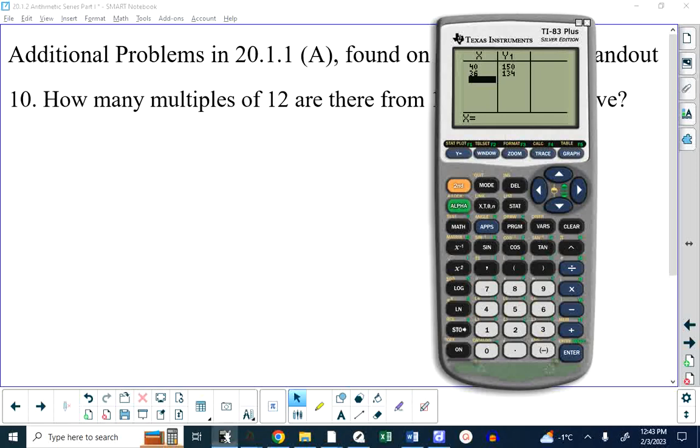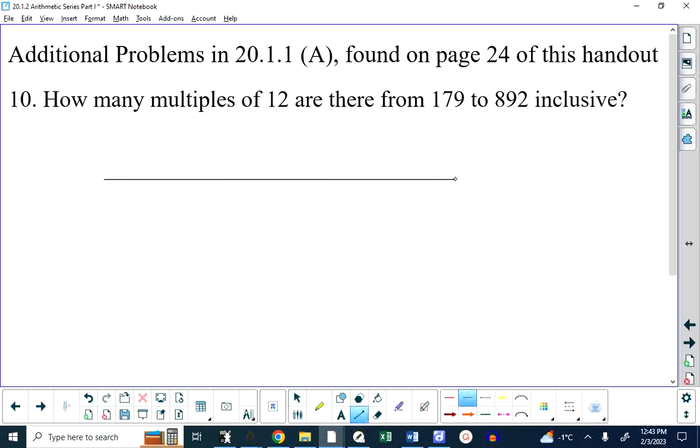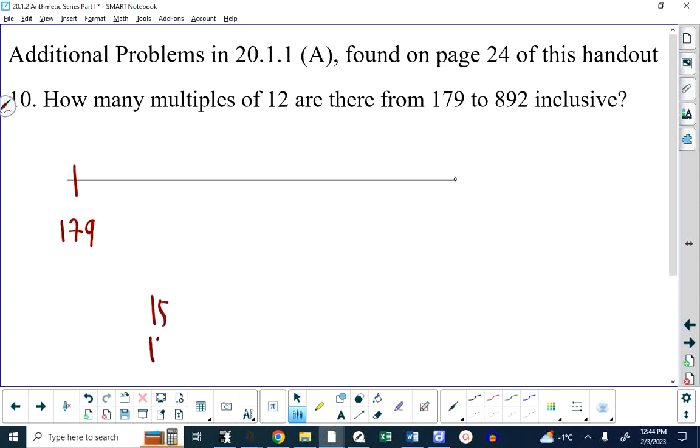If I take 179 and I divide it by 12, 12 goes in 14.9 times. What that tells me is if I look at a number line here and I have 179, which is 14.9 twelves, the first multiple of 12 that will be after 179 will be whatever 15 times 12 is. Okay? So 15 times 12 gives me 180, I think. So the first multiple of 12 is 180.